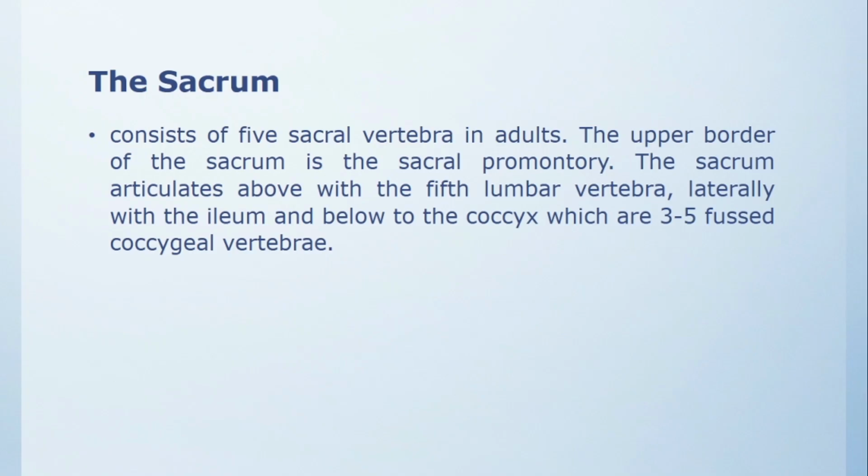The sacrum, which is the posterior boundary of the pelvis, consists of 5 sacral vertebrae in adults. The upper border of the sacrum is the sacral promontory. The sacrum articulates above with the fifth lumbar vertebra, laterally with the ilium, and below with the coccyx, which is about 3 to 5 fused coccygeal vertebrae.